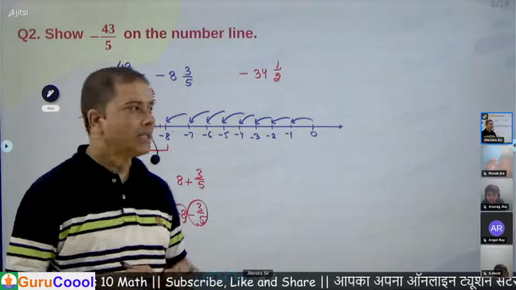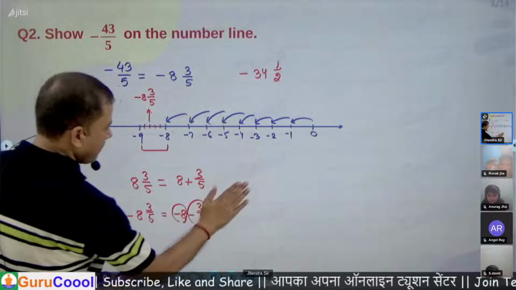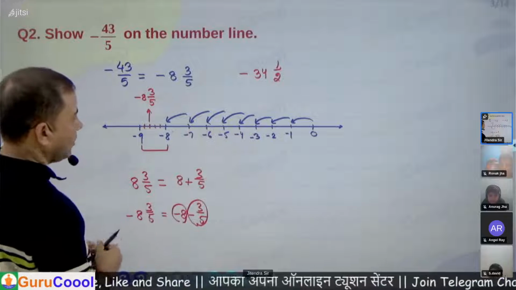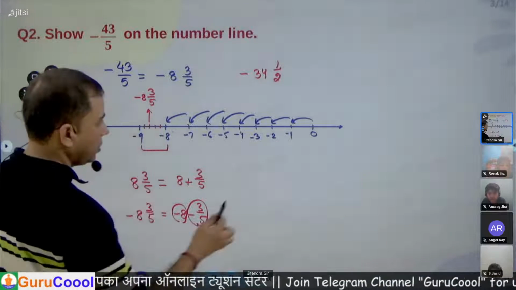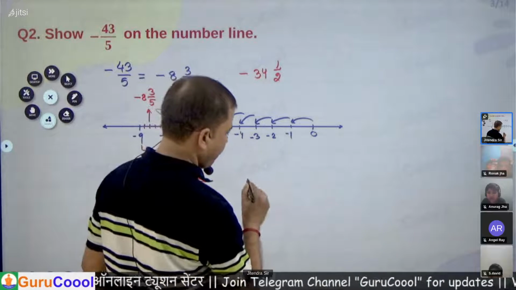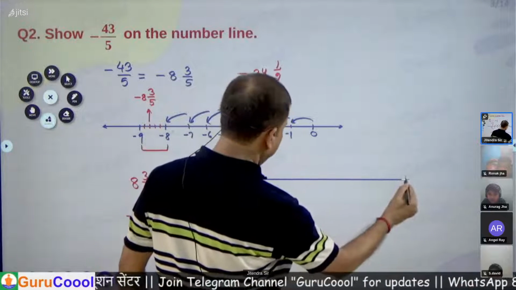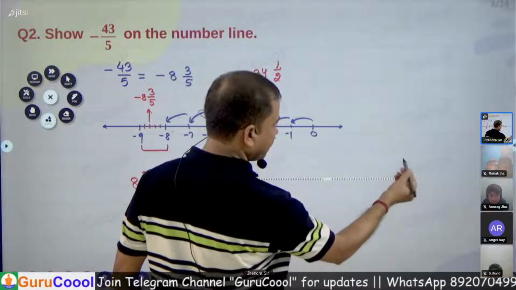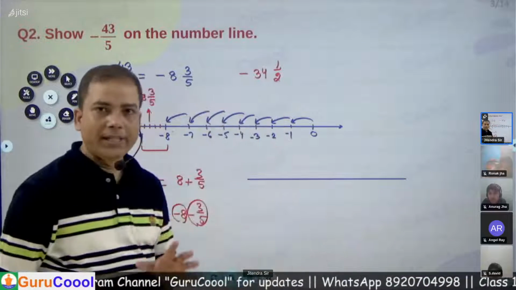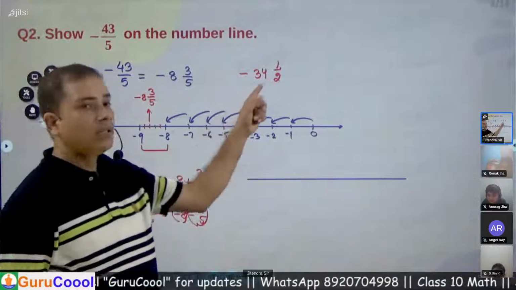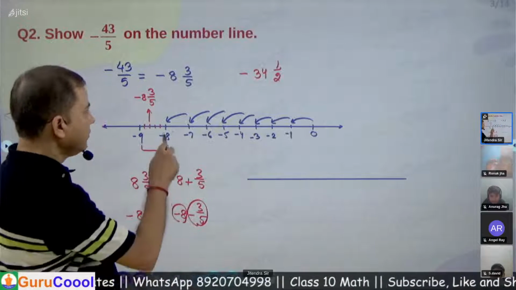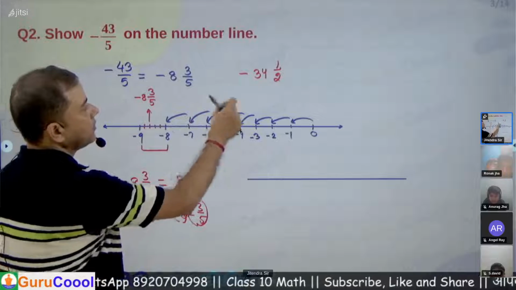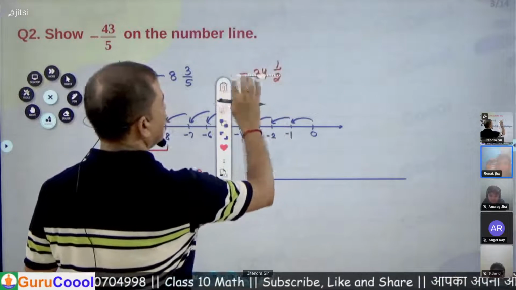So what I suggest is that don't do all this. Instead, do this. Draw a very small number line. We already understand that this number will be between which two integers? Which two integers? -8 and -9.